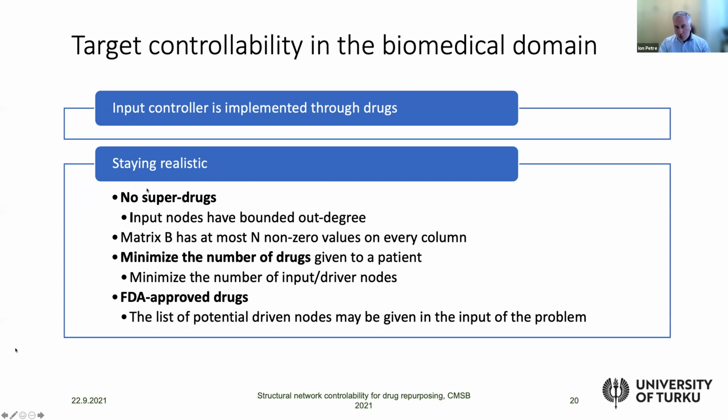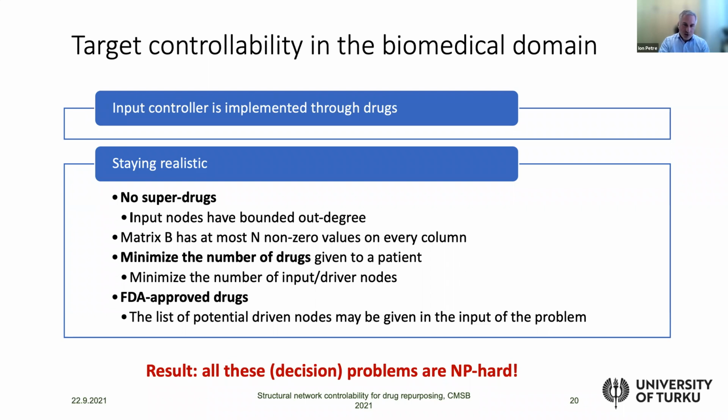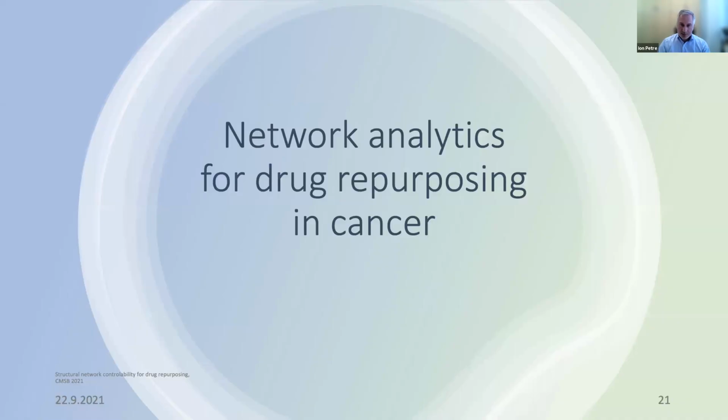So we formalized all of these conditions, again, in terms of optimization problems, and it turned out that all of these versions of the problems, as natural as we found them, remain NP hard. So there was no escape from going to approximations.